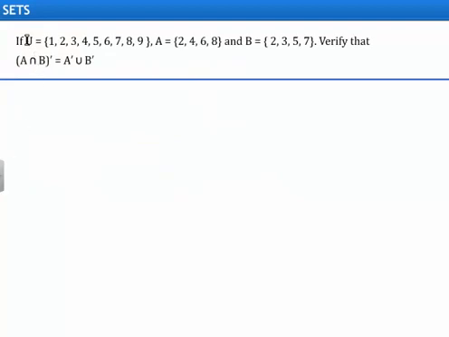In this problem, we are given three sets. We need to verify that complement of A intersection B is equal to A complement union B complement. Let us begin with the solution.